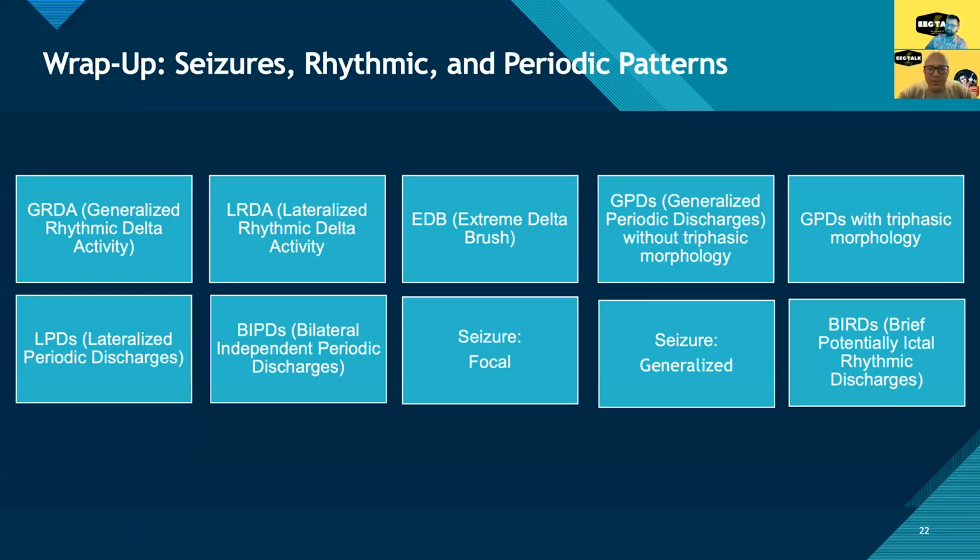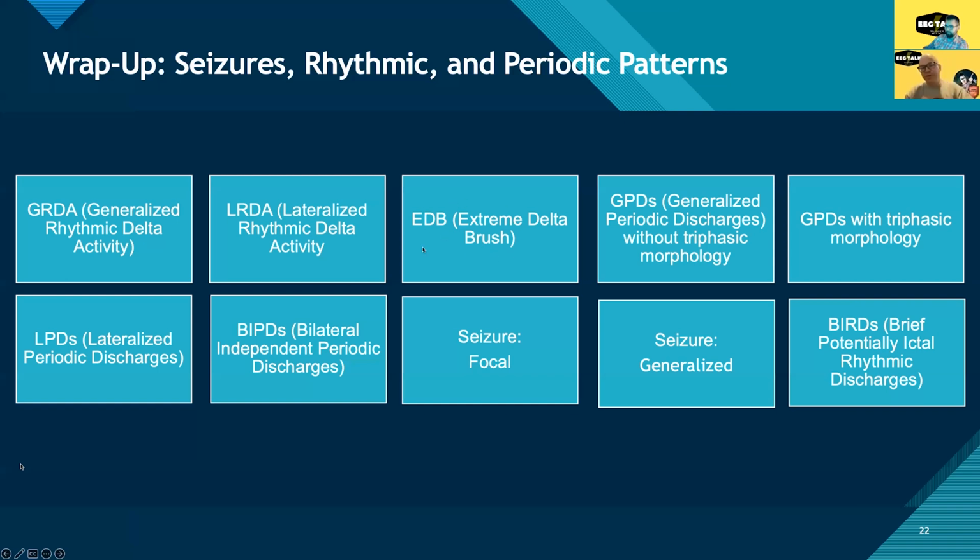So let me take the first 3. These are different types of rhythmic delta activity. Typically, the first 2. GRDA is bilaterally synchronized rhythmic delta activity. LRDA is just on one side. And then extreme delta brush is sometimes rhythmic delta activity with fast activity on top of it and exclusively associated with it. So if it stops, the fast activity goes away.